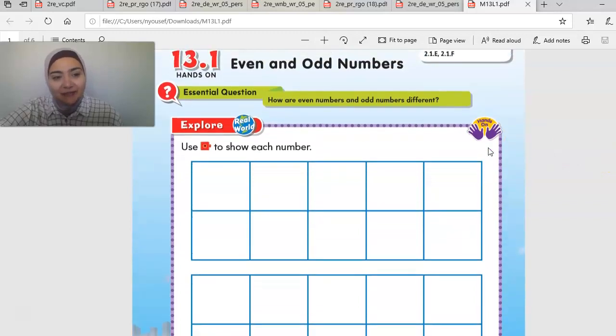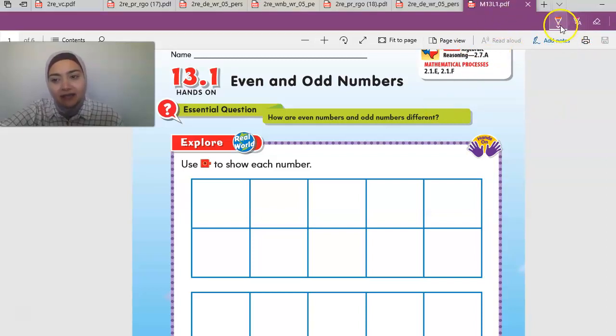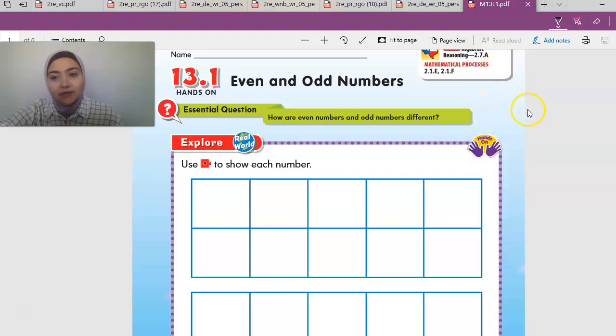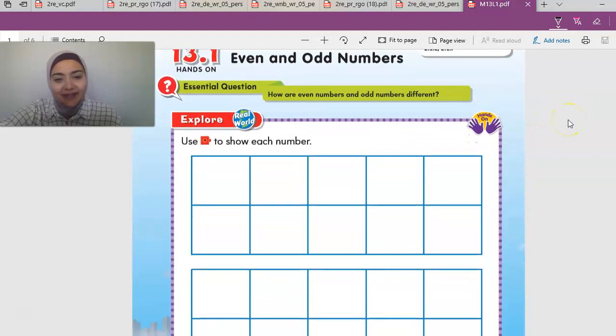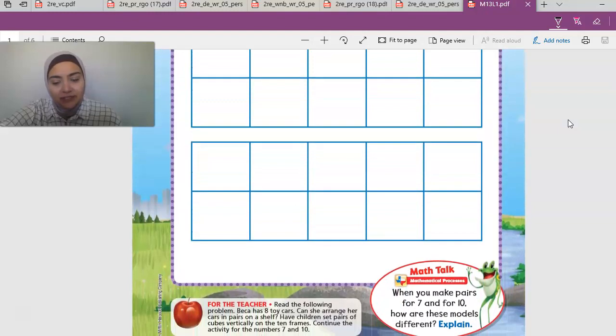Thank goodness our lessons are really easy this week where we're all going to be quarantining at home. 13.1, even and odd numbers. So how are even numbers and odd numbers different? We sometimes talk about this in the morning when we do our morning work, so it shouldn't be anything new to you, right? All right, so let's see. It says use blocks to show each number. We're just going to use our little pencil and draw blocks, all right?